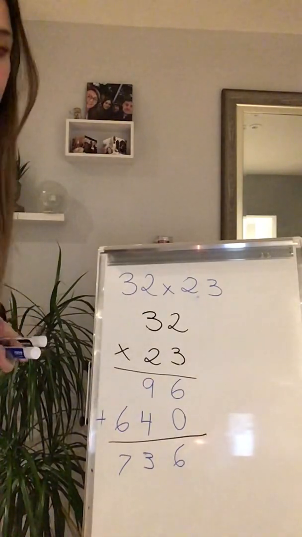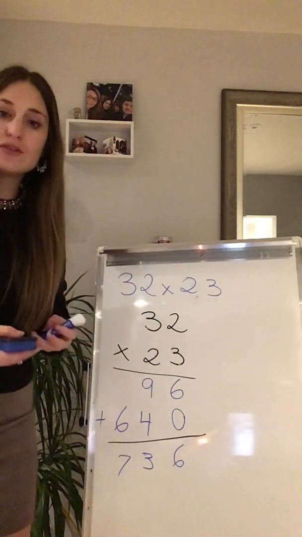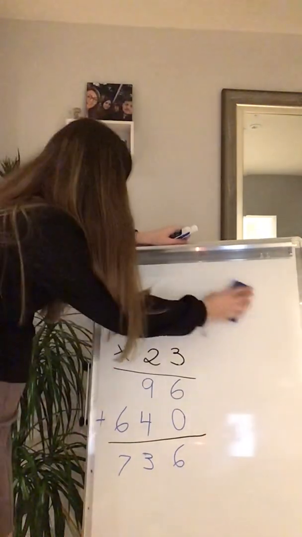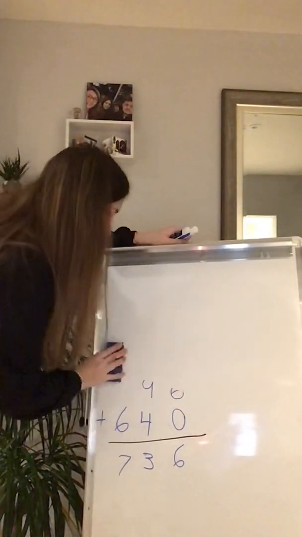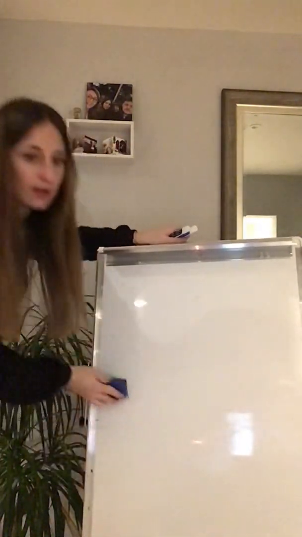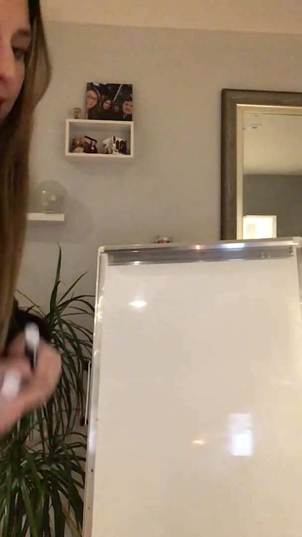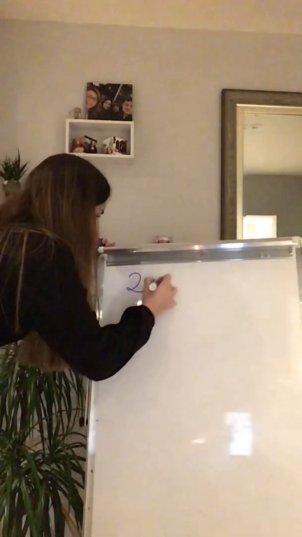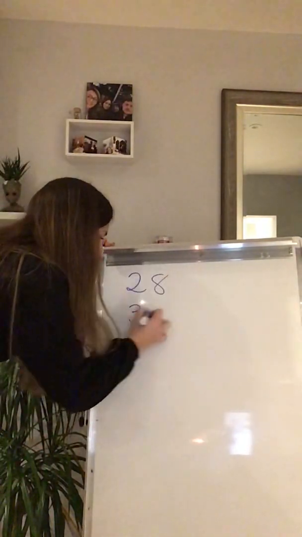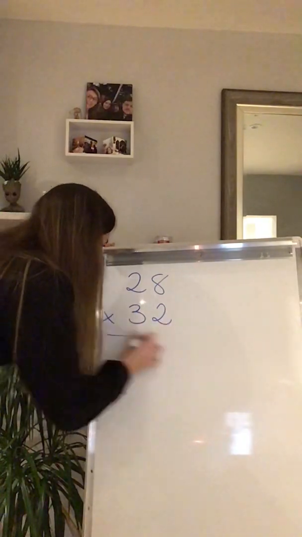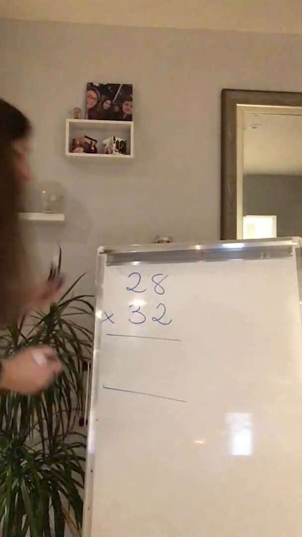How are we feeling? Let's try to do one together. So if you get scrap paper, or your book, let's try to do one together and see how it goes. Right, let's try 28 times 32. So let's do it like that.